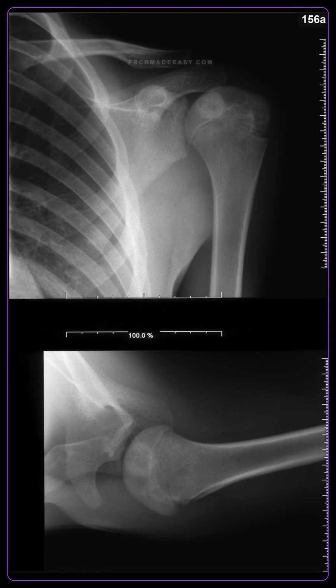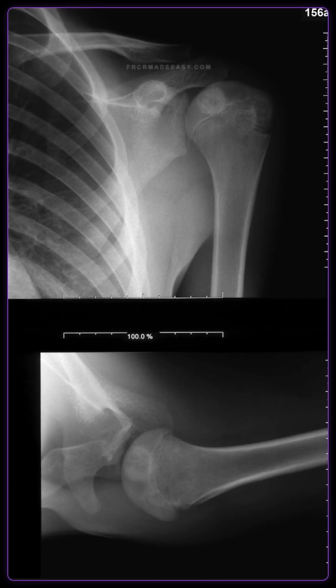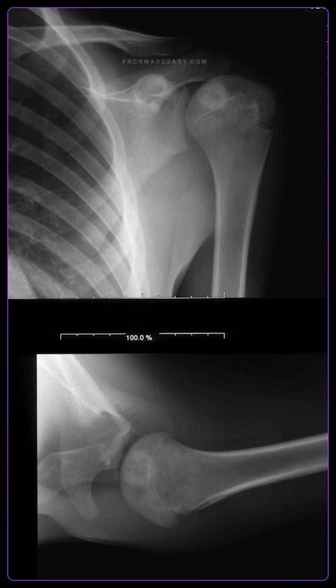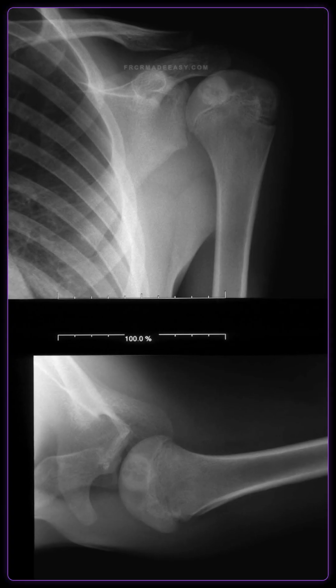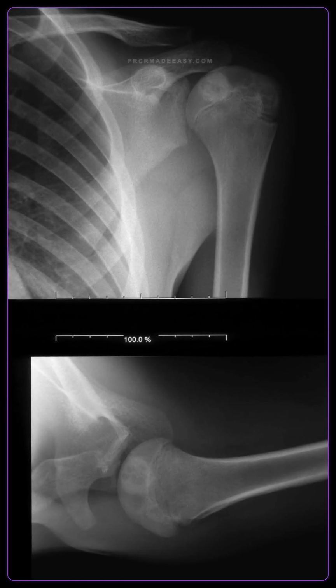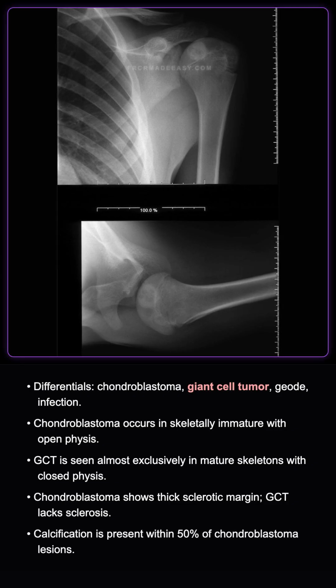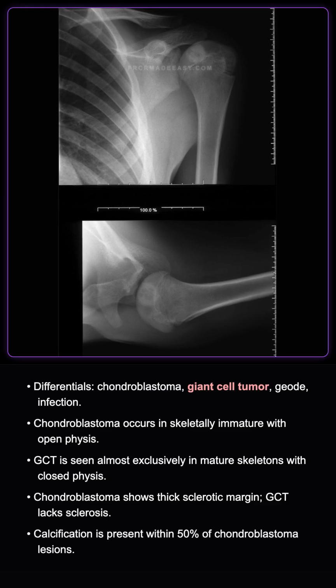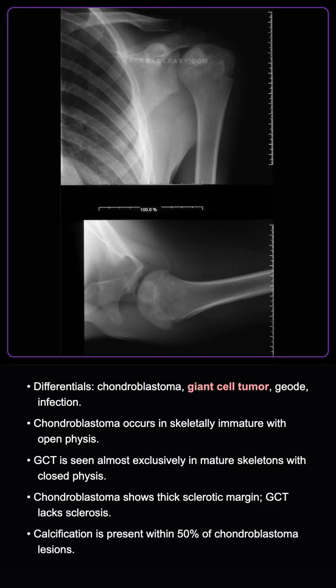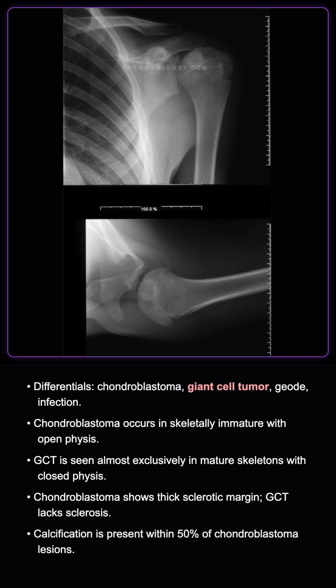What is the differential diagnosis for an epiphyseal lytic bone lesion in a young patient, and how do we distinguish between the main options? The differential diagnosis for an epiphyseal lytic lesion is relatively short, primarily consisting of chondroblastoma, giant cell tumor, subchondral cyst or geode, infection, and less commonly metastases or myeloma.